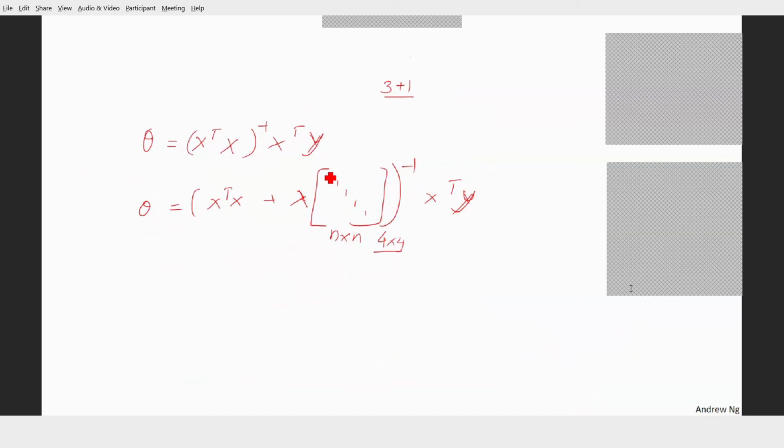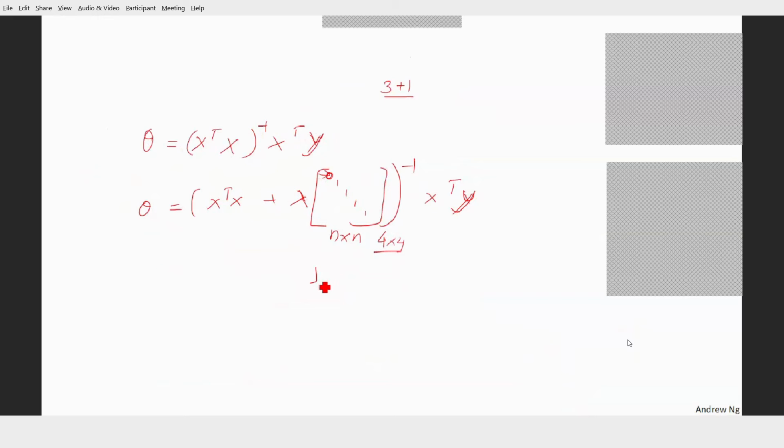Any guesses why we are putting a 0 here? Because we don't want to penalize theta 0. Yes, because we don't want to penalize theta 0, as we have discussed in the case of gradient descent. Therefore, we are not penalizing our theta 0 in our normal equation as well. And this is what is going to be our equation for implementation when it comes to the normal equation.